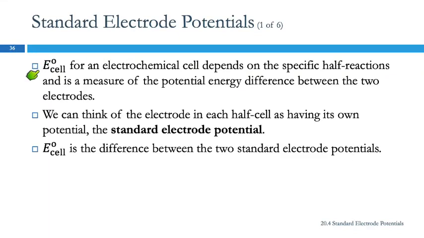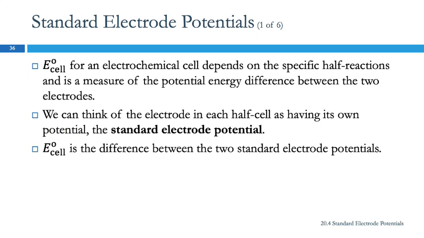So the standard cell potential for any electrochemical cell depends on which half reactions are occurring. It's a measure of the potential energy difference between the two electrodes, like the difference in elevation between the head of a stream and the end of it. So we can think of the electrode in each half cell as having its own potential.